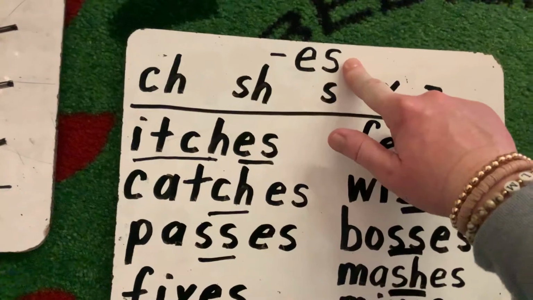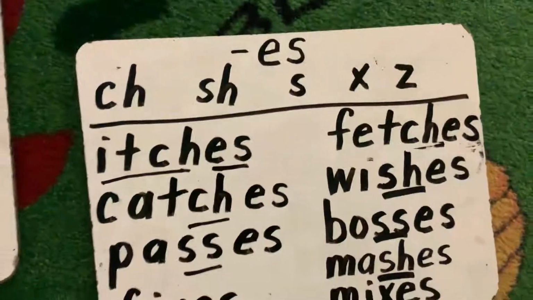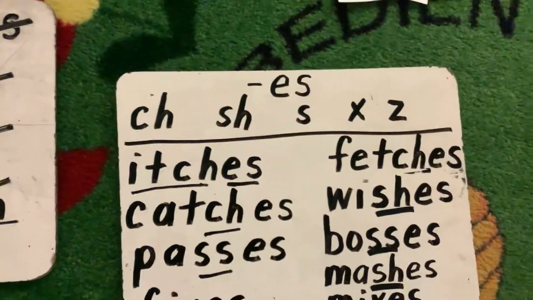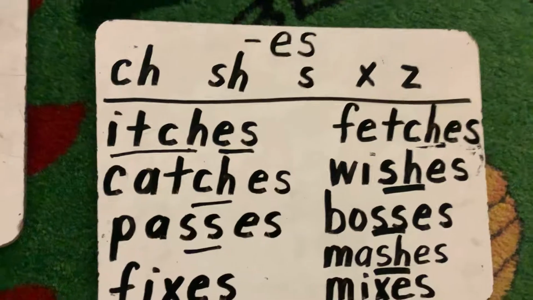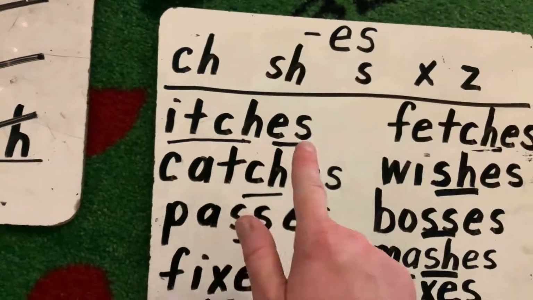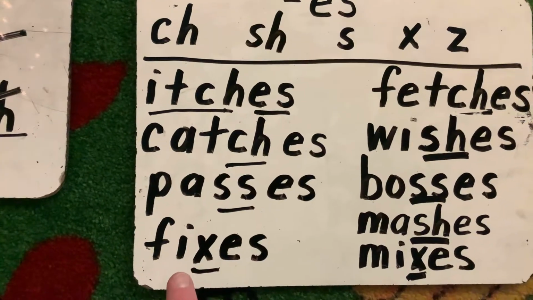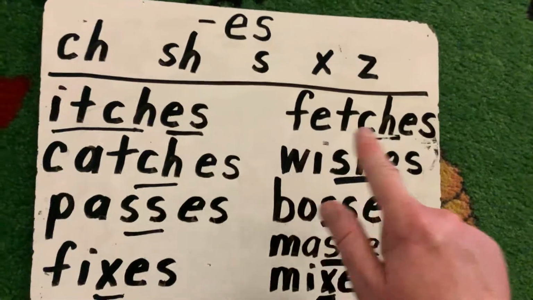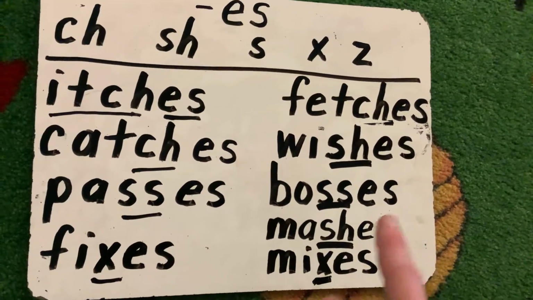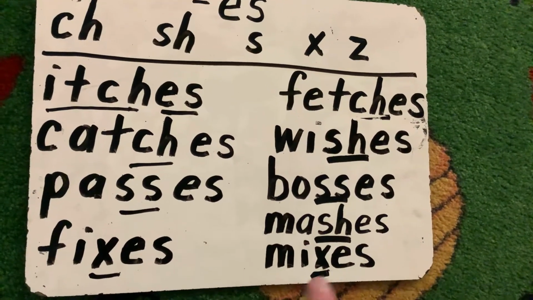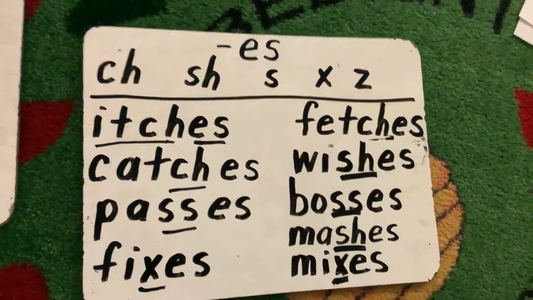So our suffix es can sometimes sound like that Z sound in there. Es. Es, more than one. It can mean more than one or happening right now. Itches, catches, passes, fixes, fetches, wishes, bosses, mashes, mixes. Can you read these again with me?